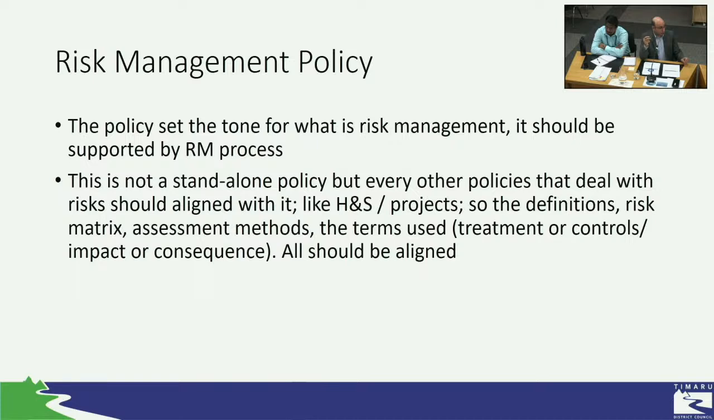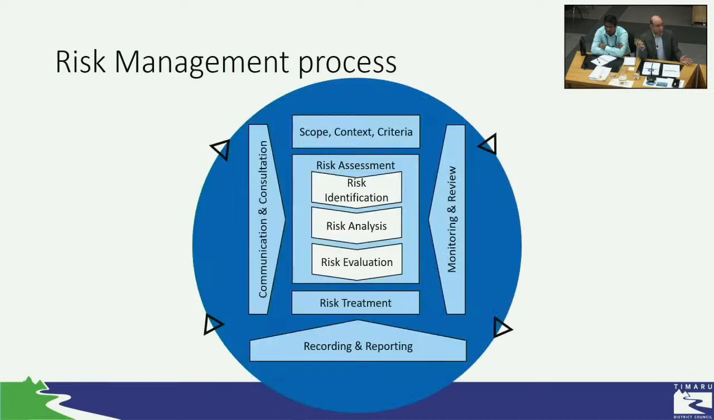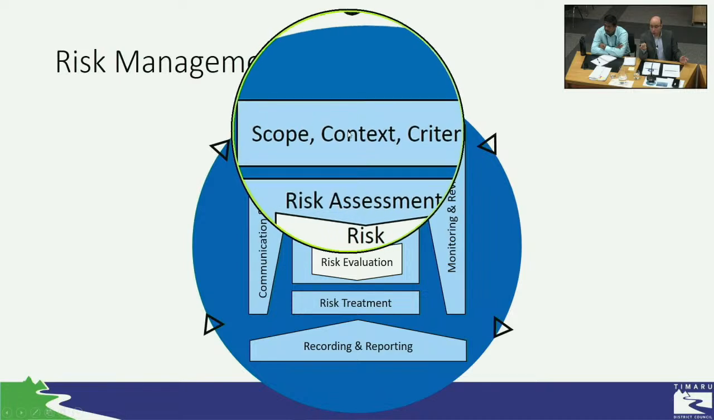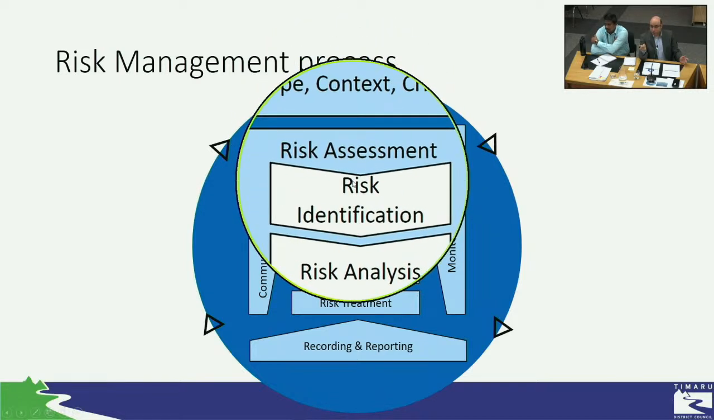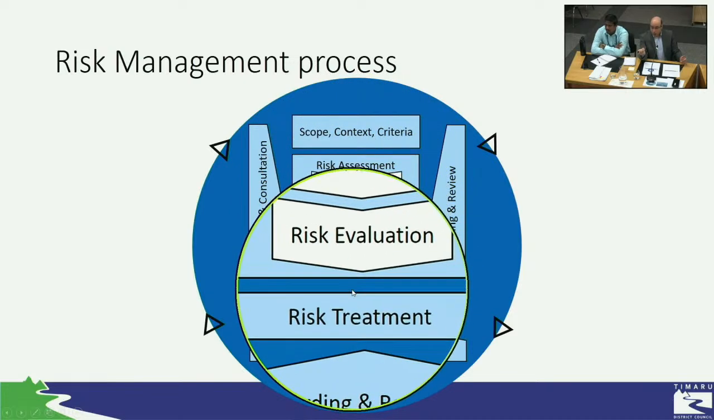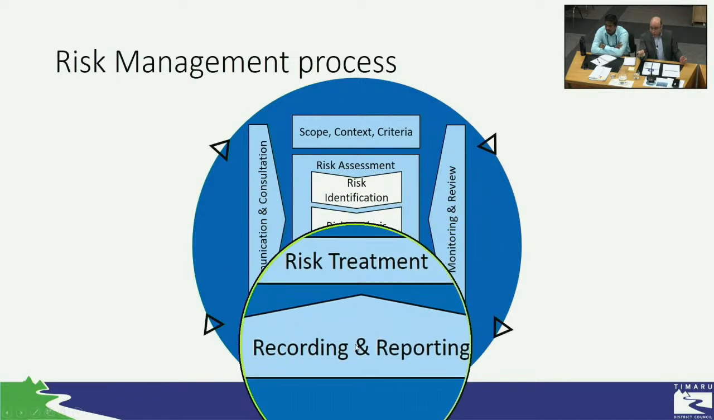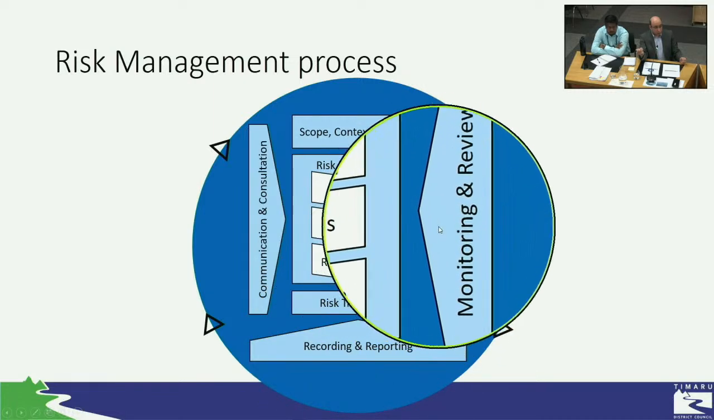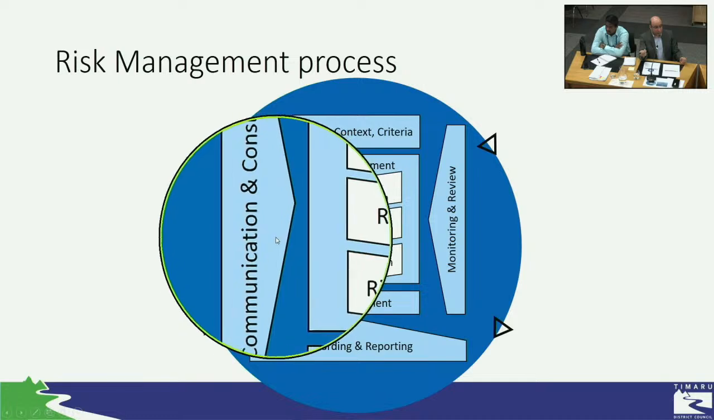This is not a standalone policy. It will align with every other policy that deals with risks, for example health and safety and projects. All of them will have the same terms and the same process for managing risk. If we look at the risk management process, it starts with defining the objectives, what we're trying to achieve. Second, we move on to risk assessment: identifying the risk, analyzing the risk, then evaluating the risk, defining the treatment for the risk, and finally, we record and report the risk, with two supporting activities, monitoring and review, and communication and consultation.